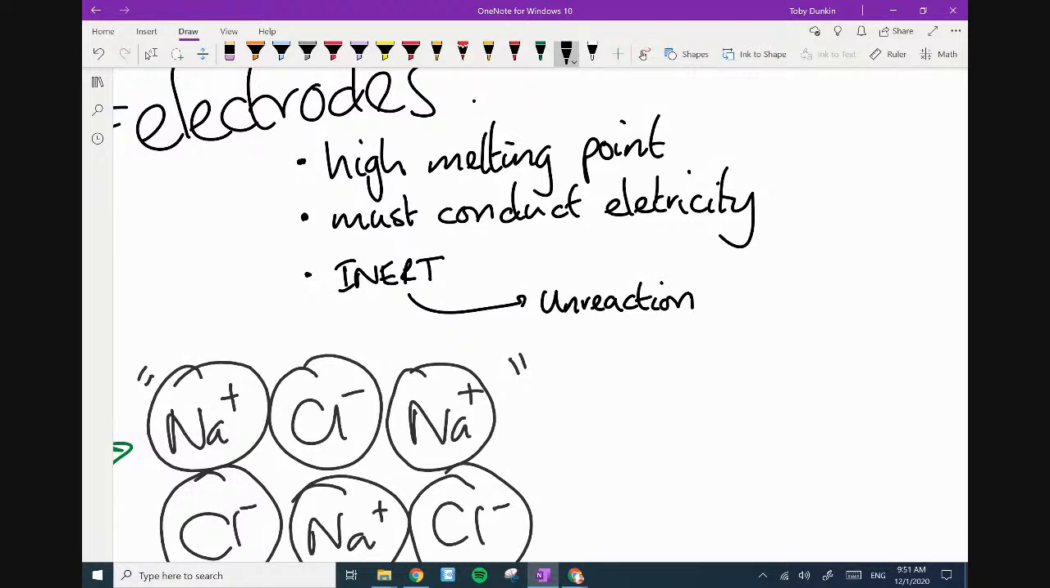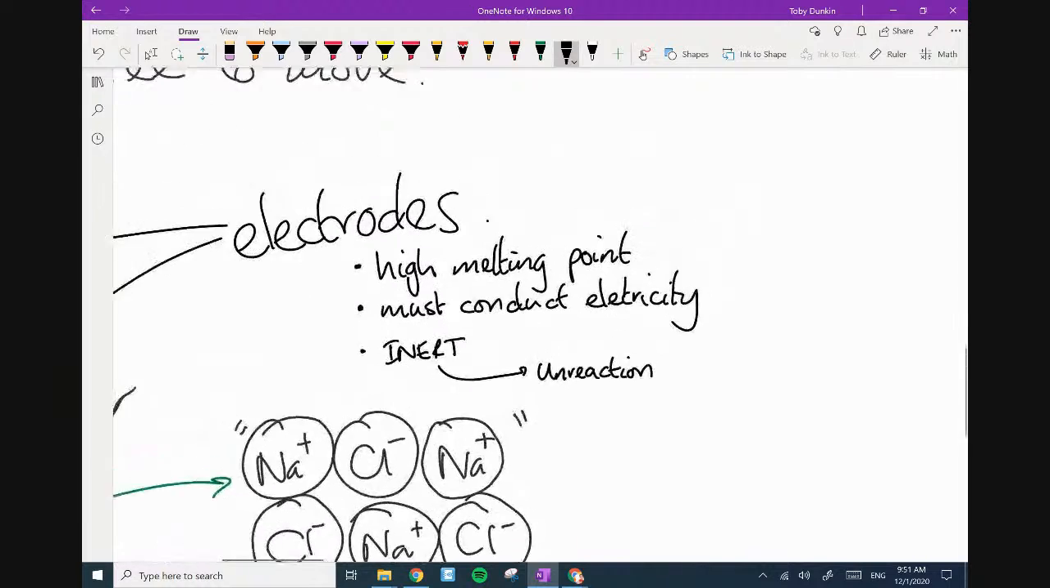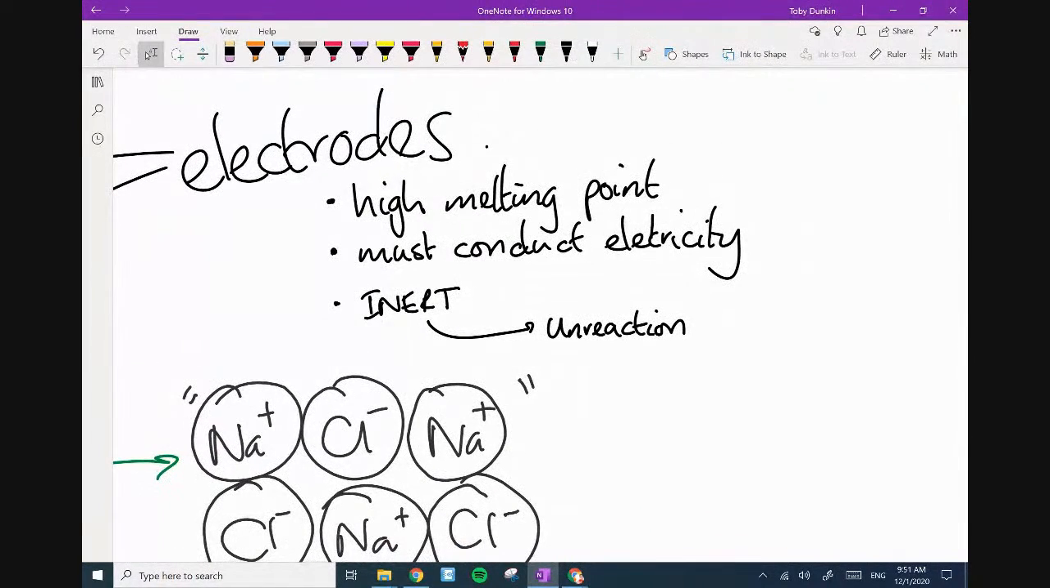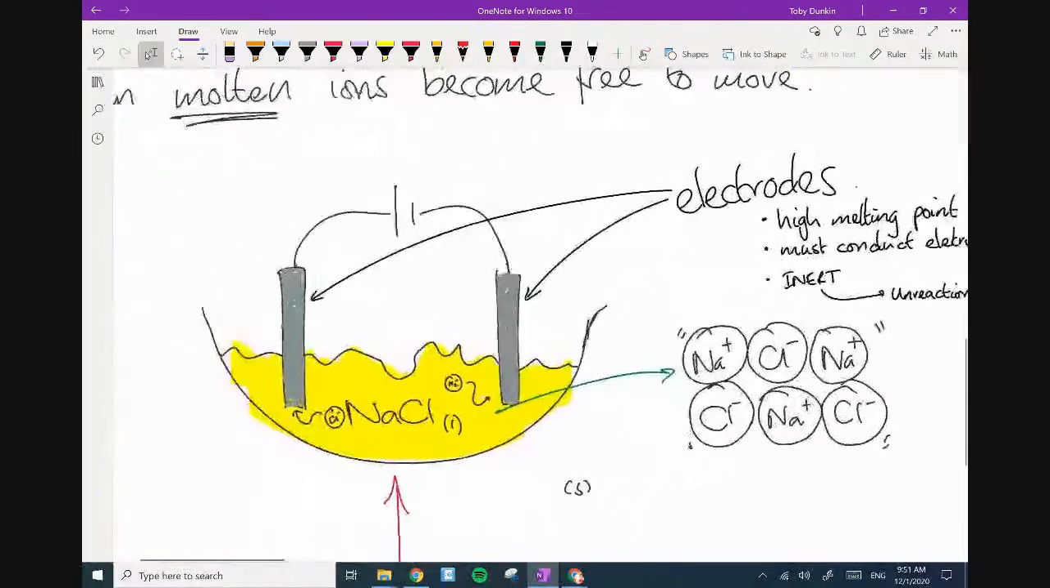Because the problem is, if you stick something into chemicals at these kinds of temperatures, they tend to react. They tend to do something. And we definitely don't want that to happen. So could anyone suggest a material that you all have in your school bag? Amazingly, you have this material in your school bag that would work well as electrodes.